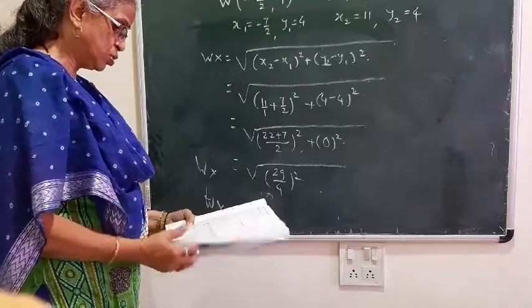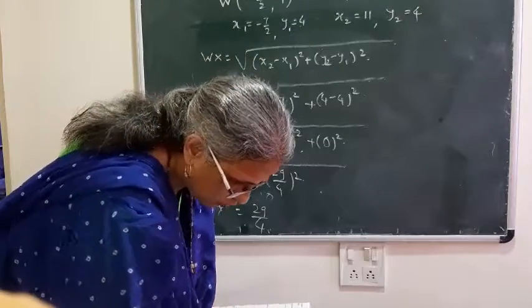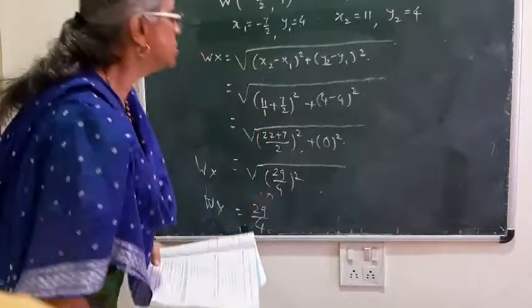Now question number 2, determine whether the points are collinear or not. So we can solve this again by using the distance formula.